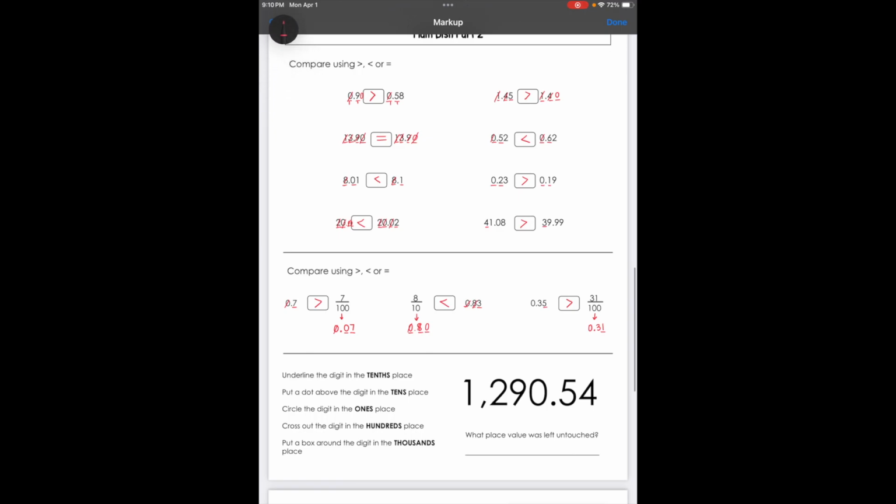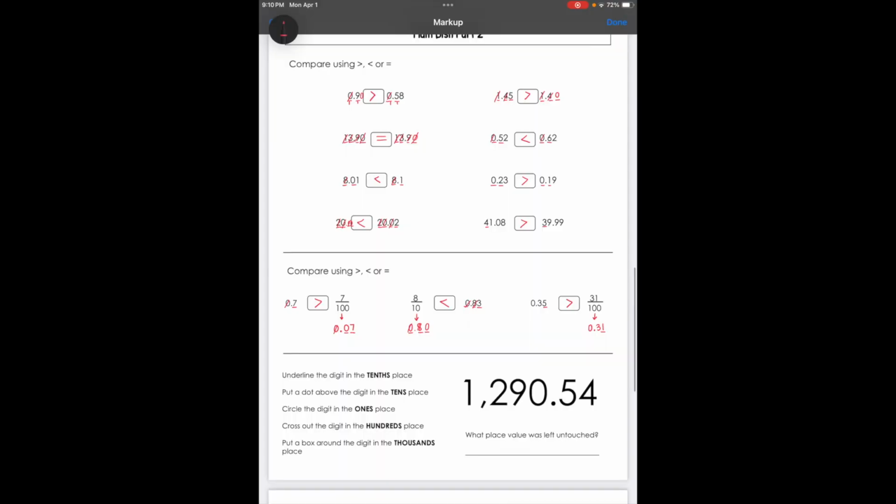This last section is just to practice your knowledge of the place values, so go ahead and do this one on your own. Alright, go ahead and check your work with mine. The place value that was left untouched was the hundredths place. Make sure you add that THS to make sure that it tells us it is in decimal form. Alright, go ahead and knock out your dessert today.